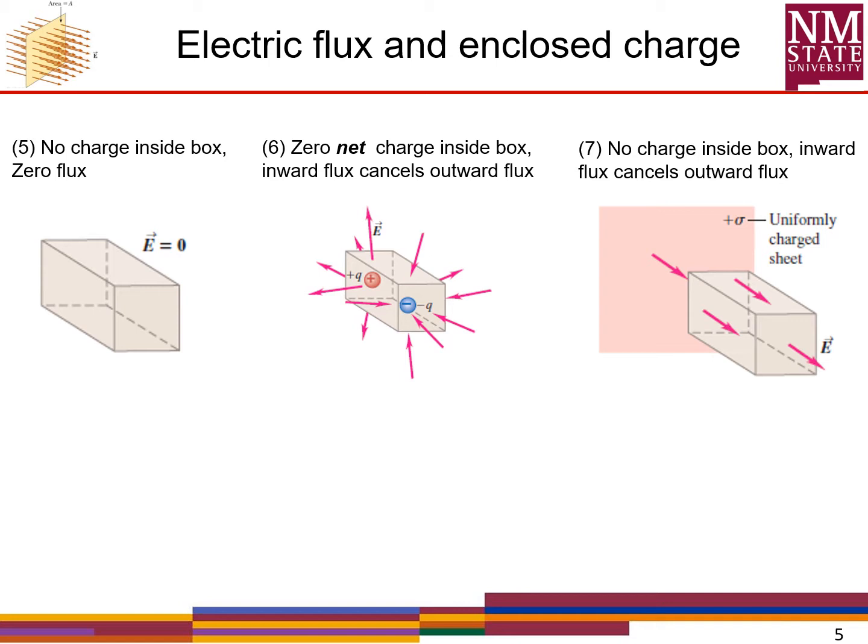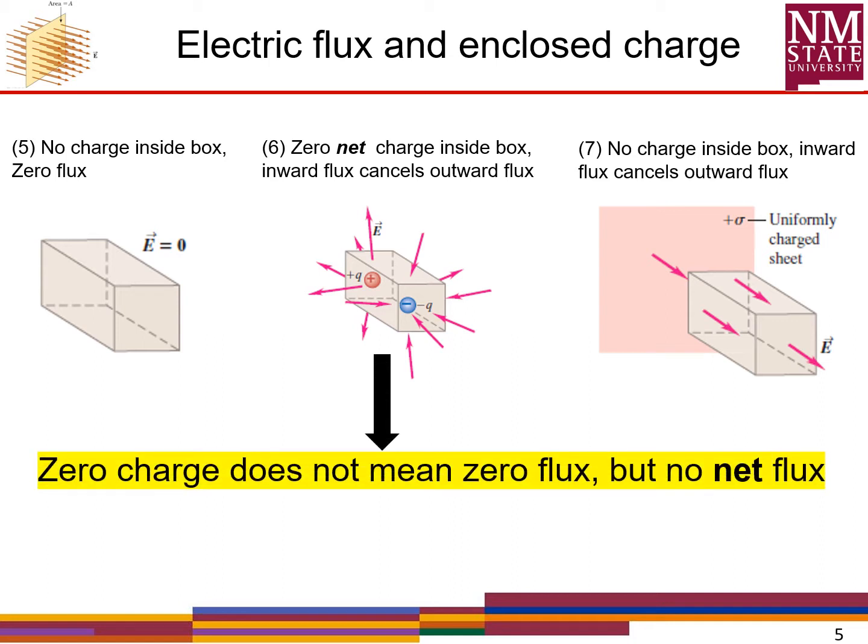Due to this positive Q we have outward flux, and due to this negative Q we have inward flux. Then this outward flux will cancel with this inward flux, and the net flux becomes 0. But this is very important. Zero charge does not mean zero flux, but no net flux. You can see here the net charge is equal to 0. Net charge means plus Q plus minus Q, so they cancel and the net charge is equal to 0.